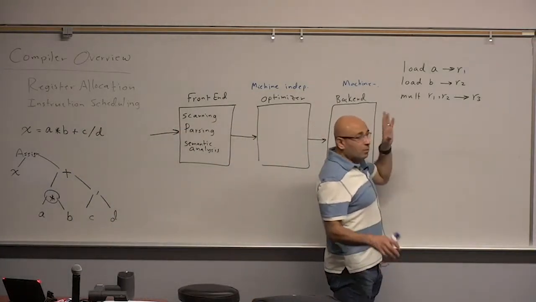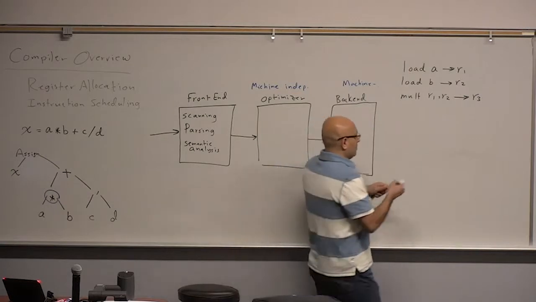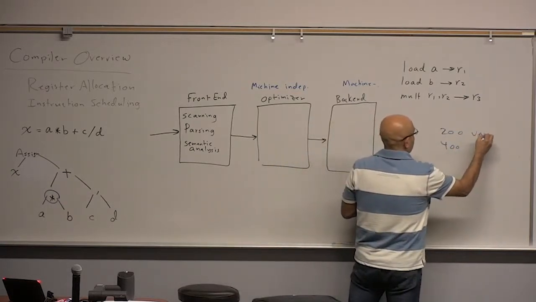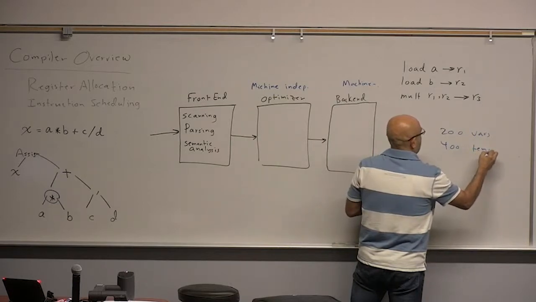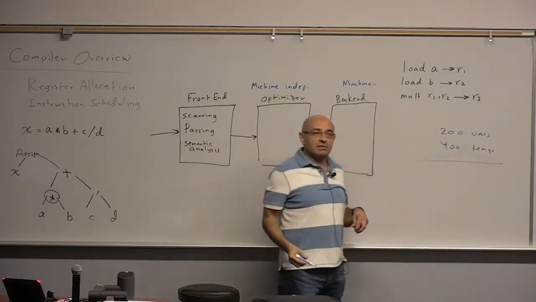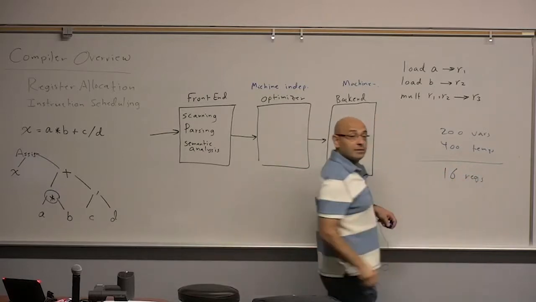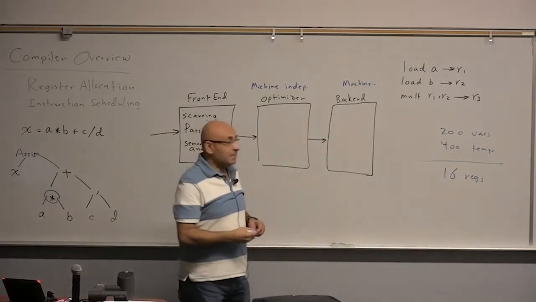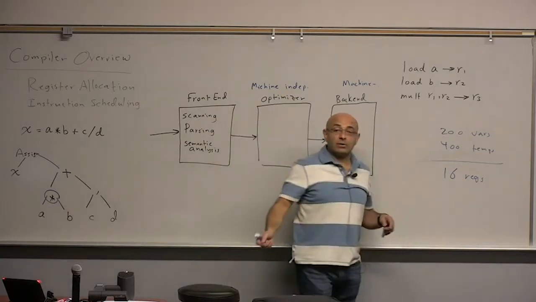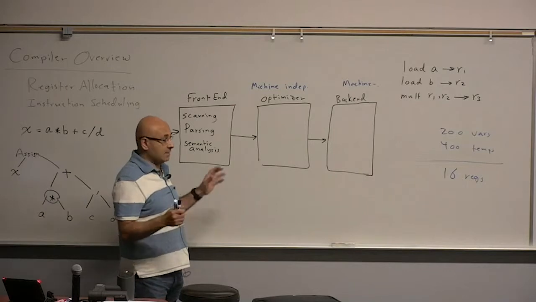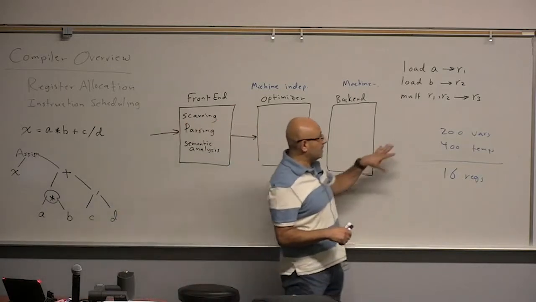So here we have a program with some 200 variables and 400 temporaries. And the machine has 16 registers. So you cannot put all the variables and all the temporaries in CPU registers. So there is a competition for registers. In fact, this is going to be the main topic in today's lecture.